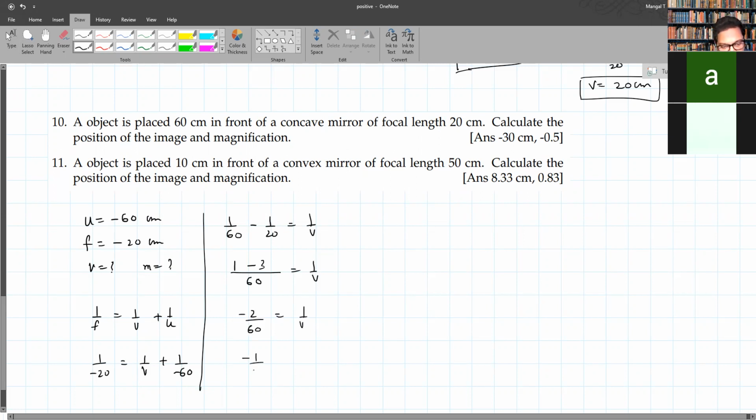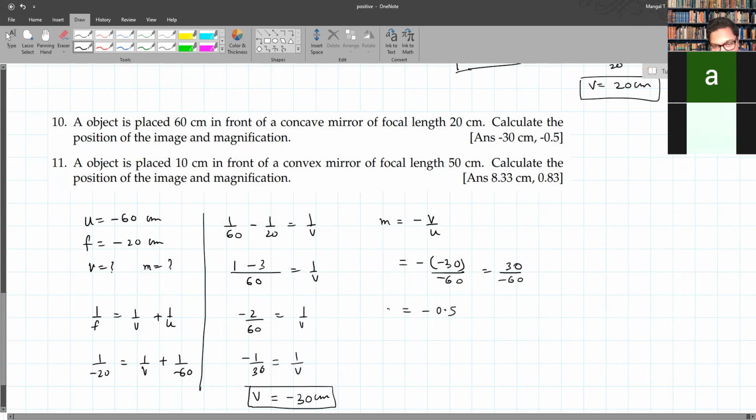Students, this is like algebra, you should be able to solve this easily, or at least should not be making errors in math when you're adding fractions. Okay, so we get v as negative 30. Now magnification is negative v by u. So that is minus 30 and u is equal to minus 60. So 30 upon this, so that will be negative half, negative 0.5.